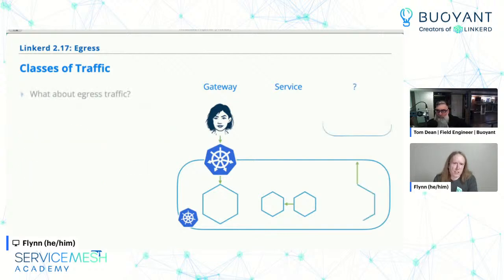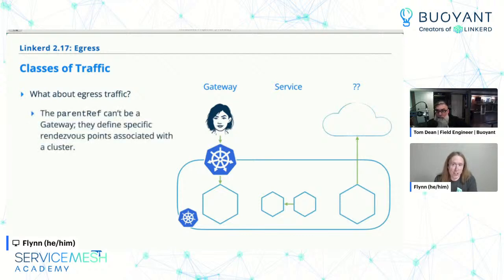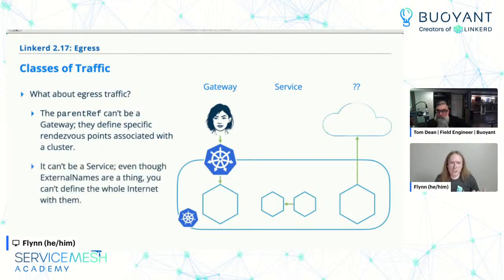So this kind of raises a fun question of, if we want to talk about egress traffic, then what should we use for the parent? We can't use a gateway because the gateway is talking about specific rendezvous points associated with the cluster, and that is not egress leaving the cluster. We also can't use a service. It's true that an external name service exists, but you can't exactly cover the entire internet with external name services. That just doesn't make any sense. So we need a new thing.